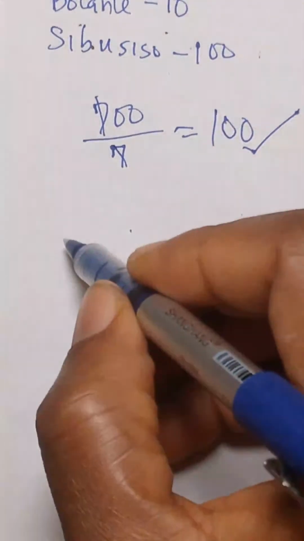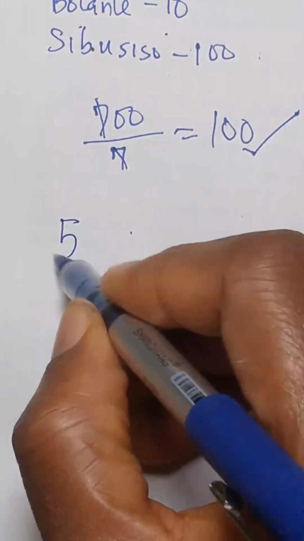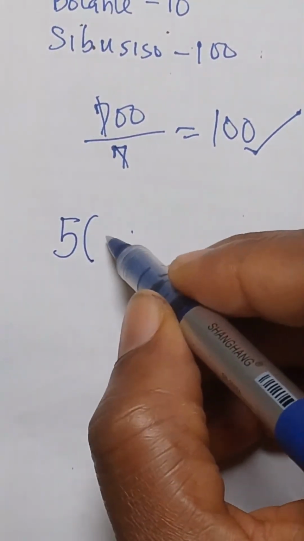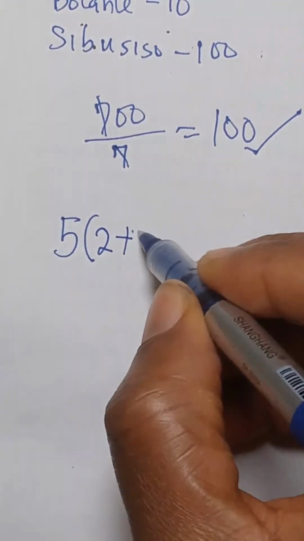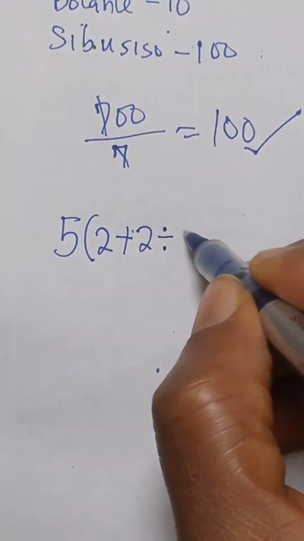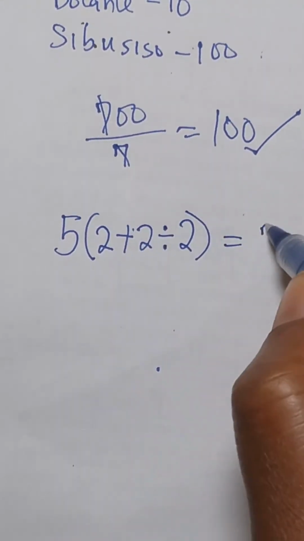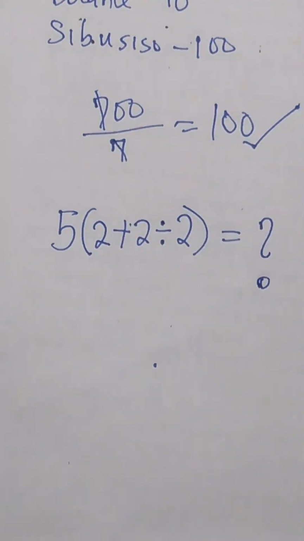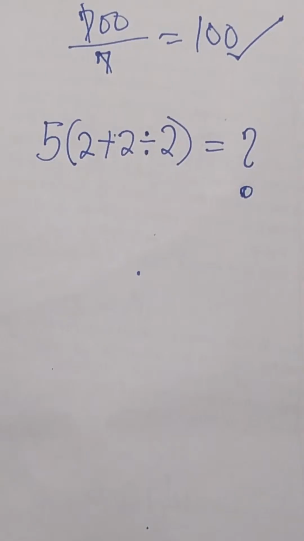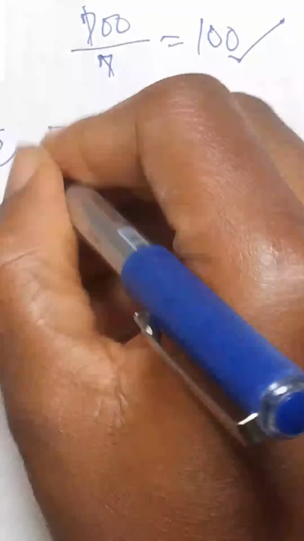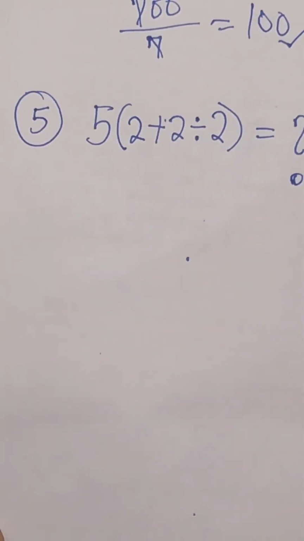The next question says 5 times the bracket 2 plus 2 divided by 2 is equal to what? Drop your answer. That is our question number 5. Our question number 5. So please drop your answer.